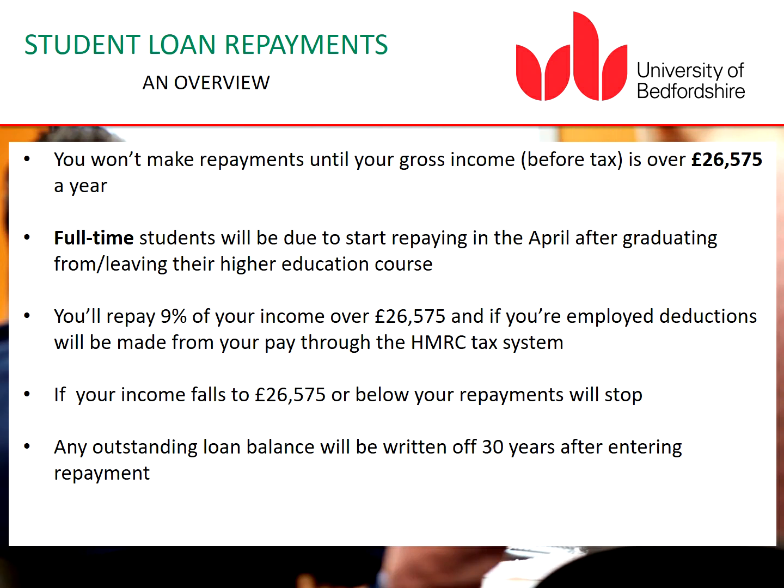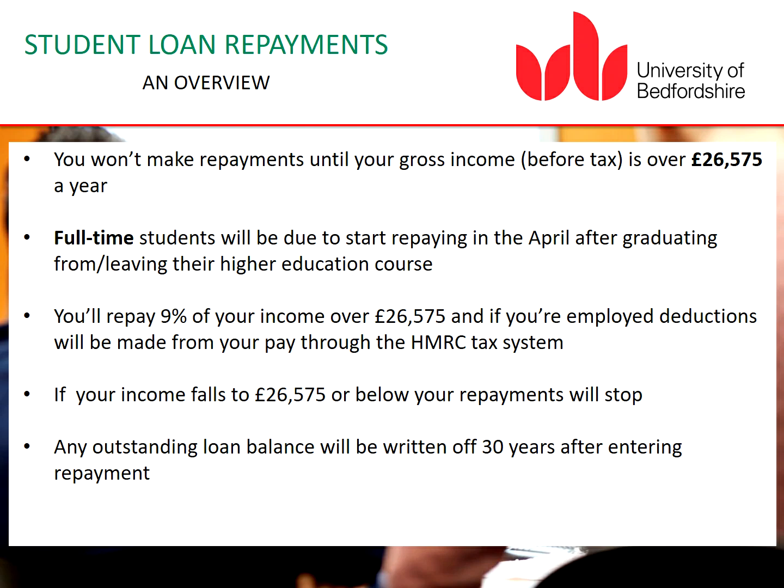So each year you apply for your student finance. Your maintenance loan and your tuition fee loan are combined. So the figure you receive each year for your tuition and your maintenance are combined into one overall figure. You then start to make repayments on this loan once your income is over £26,575 per year before tax.